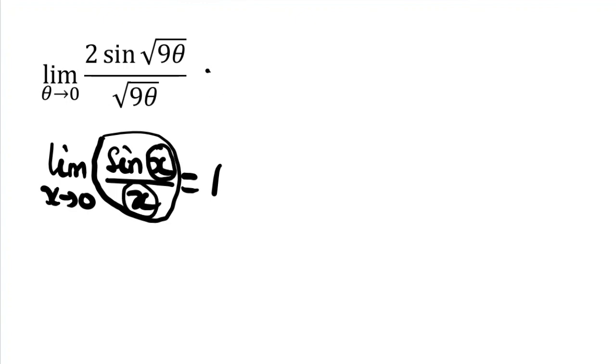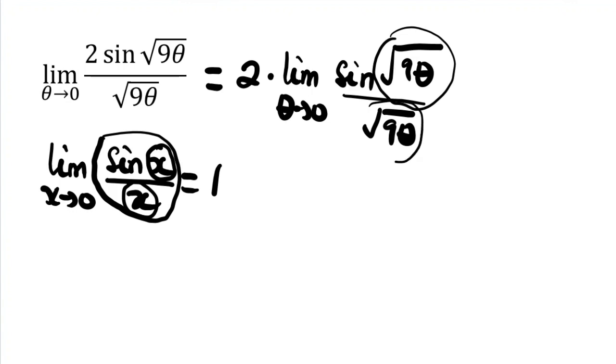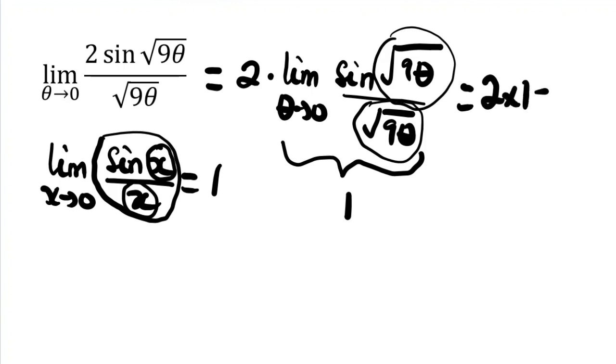In this case, it's straightforward, right? You have 2 multiplying the top. So this can be 2 multiplying the limit as theta approaches 0 of the sine of square root of 9 theta all over square root of 9 theta. Already, this side is the same as this, so it's looking like a sinc function. So this whole thing will now be 1. At the end of the day, you just have 2 times 1, and the answer is 2. So the limit for this value is simply 2.